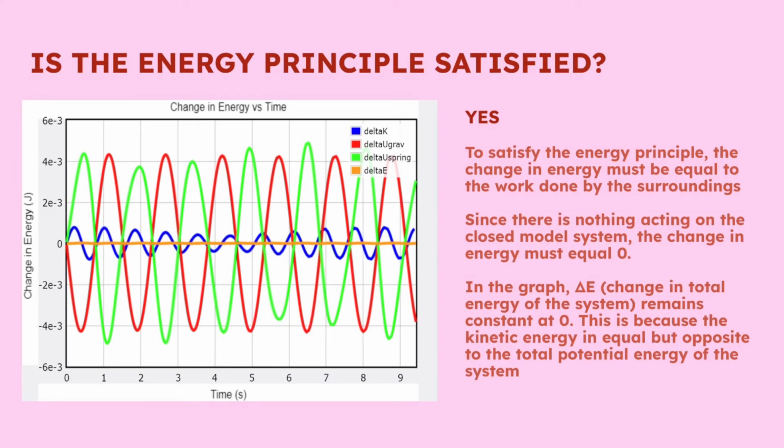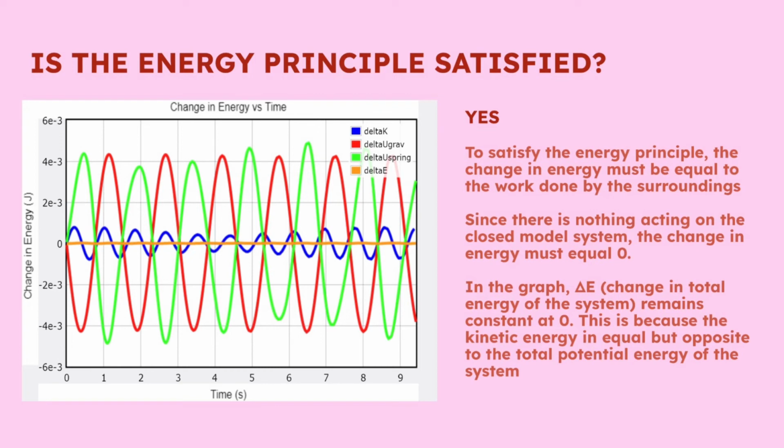Looking at the change in energy graph, you can see the changes in gravitational potential energy and spring potential energy oscillate with the same period as the position of the mass changes. When spring potential energy increases, gravitational potential energy decreases, and vice versa. The change in kinetic energy is both positive and negative because the mass gains and loses kinetic energy, with the kinetic energy change being equal but opposite to the total change in potential energy. This means that some of these energies always remain at zero.